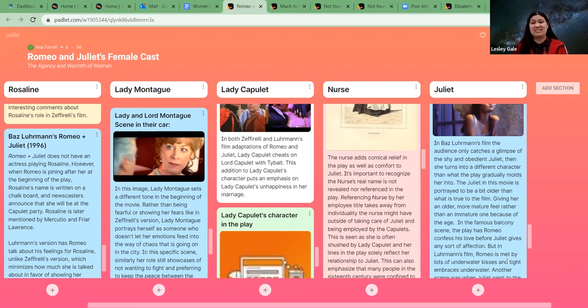There's an interesting part near the end where she's trying to get help from Friar Lawrence, and so she pulls out a gun and threatens him. So she's very confident. She knows what she wants. This was just our analysis synopsis of the cast of Romeo and Juliet. Thank you for listening.